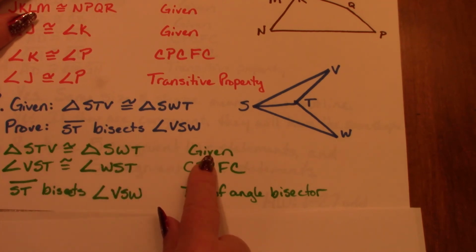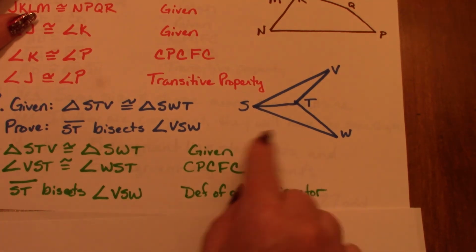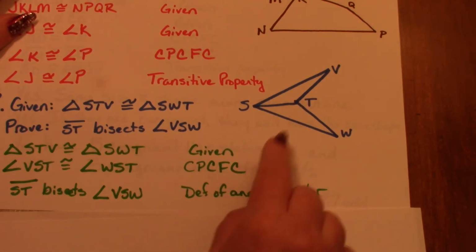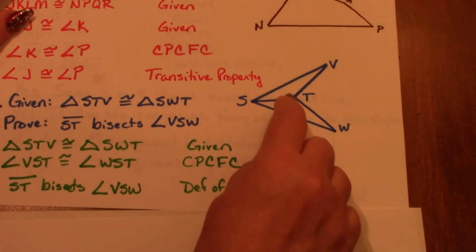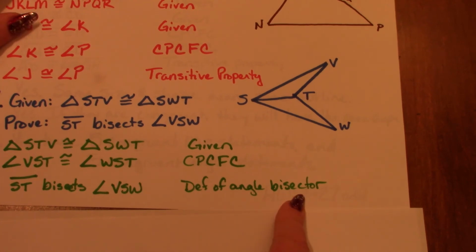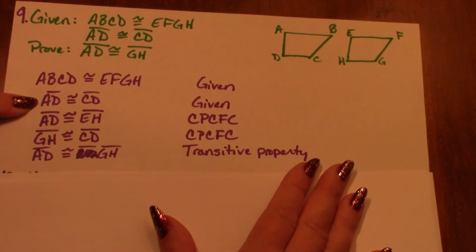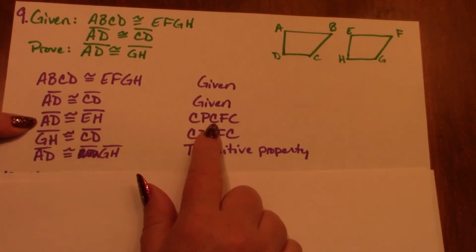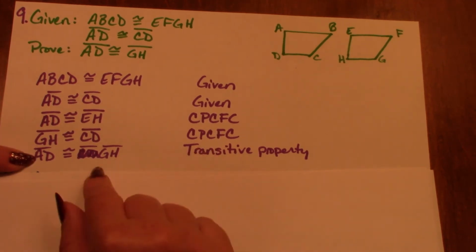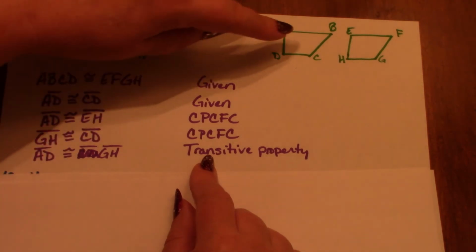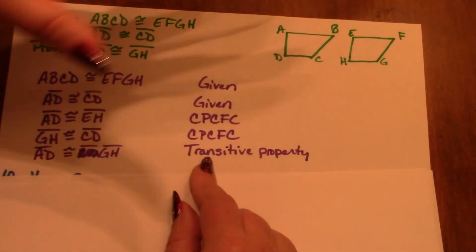Number 8. This is given. We know this angle and this angle are equal because corresponding parts of congruent figures are congruent. If these two shapes are the same, then these two angles are the same. And therefore, if these two angles are the same, that's the definition of an angle bisector. Number 9, we're given this, we're given this. We know that these are congruent. We know that these are congruent. Therefore, again, we're going to use the transitive property. This is equal to that, and this is equal to that, and this is equal to that, and so this is equal to that. So they're all equal to each other.